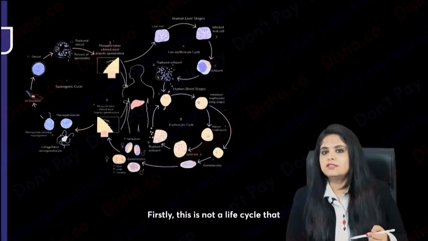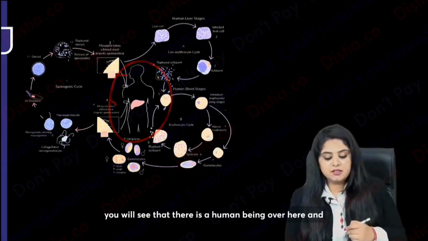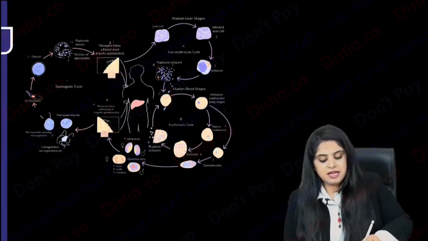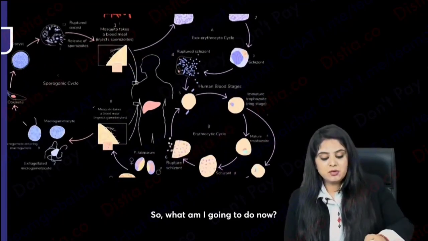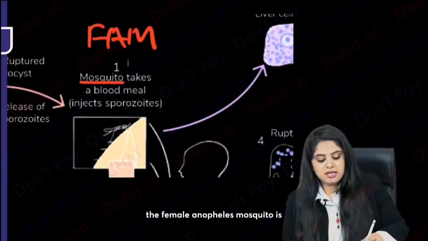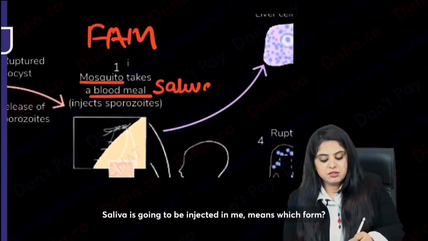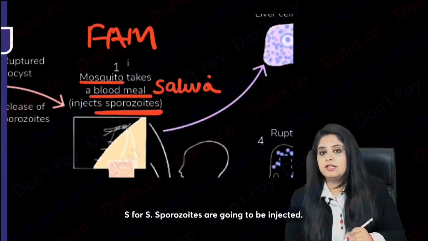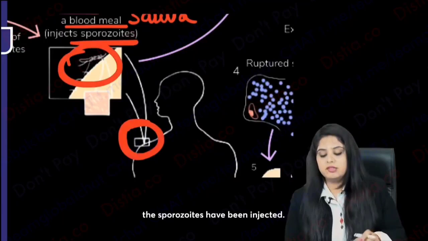Firstly, this is not a life cycle that you'll get for identification ever, because as soon as you will see that there is a human being over here and there is a female Anopheles mosquito mentioned over here, you know it's a case of malaria. So what am I going to do? Now tell me guys, over here the female Anopheles mosquito is taking a blood meal, matlab saliva. Saliva is going to be injected in me, means which form? S for S. The sporozoites are going to be injected. So here we've been bitten and the sporozoites have been injected.